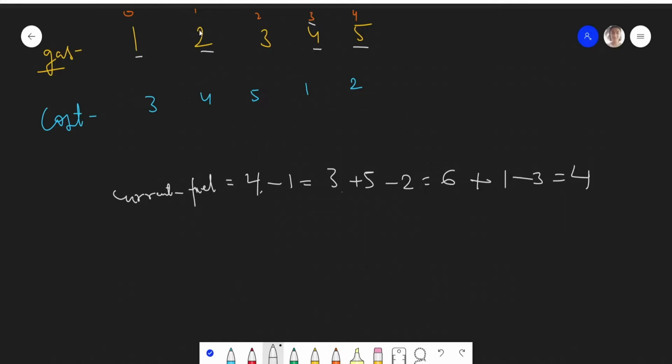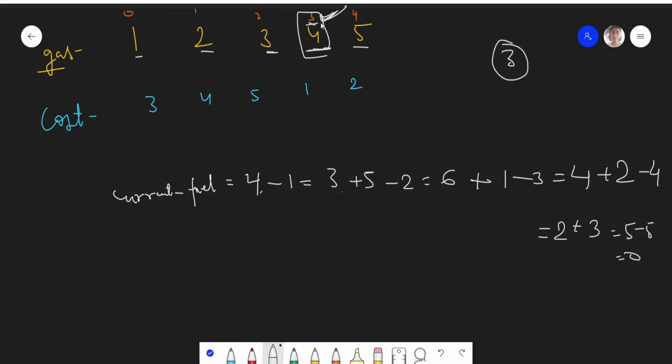Now you come here, 4 plus 2 will be 6, but minus 4 because you have to go to the next station. So this will come out to be 2. Then you come here, then 2 plus 3, we fill the tank, and 2 plus 3, 5 will be there, and in order to go to the next station, we will use this 5. So 5 minus 5, 0, and we reach this station again. We reach this station now, and from here only we started. So this station 3 is our answer.